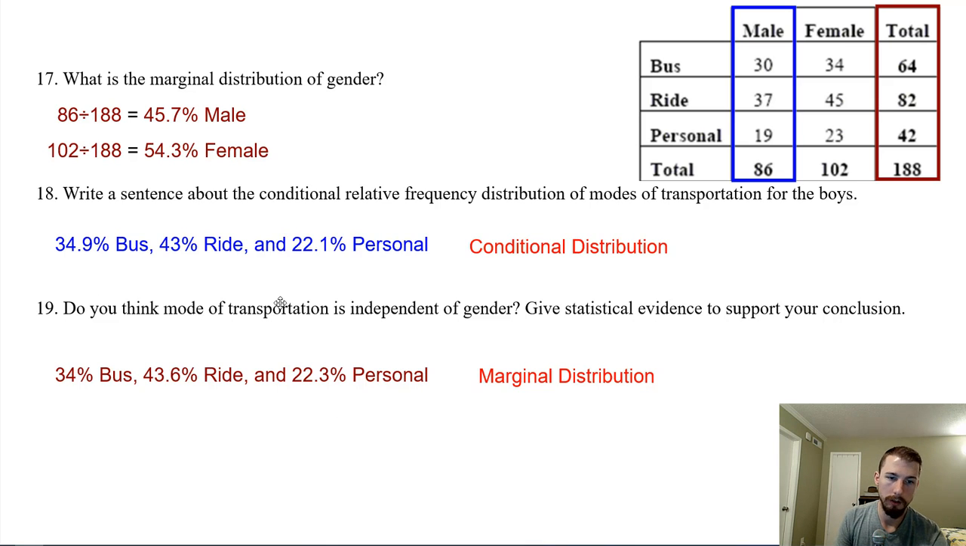If they're independent, they'll be the same, or really, really close, about as close as they can get. But if they're different, then there's evidence of an association. Of the boys, about 34.9% rode the bus, where 34% altogether rode the bus for our marginal. So that's really close. The riders are the same or really close, and same with personal. So it does not look like your probability of taking the bus or any other mode of transportation is affected by sex. Being male does not increase or decrease your chances of choosing one mode of transportation over the other.